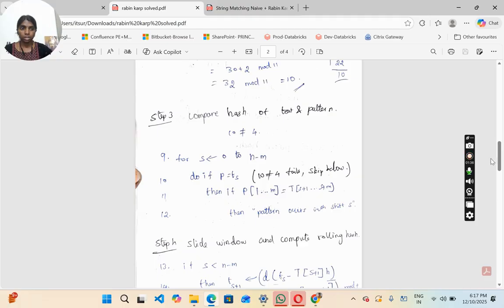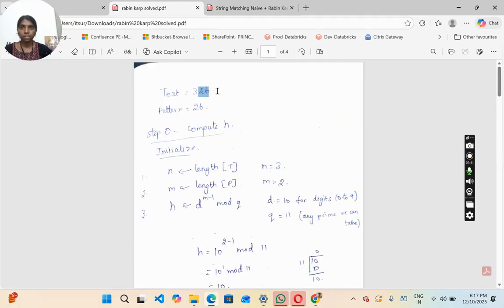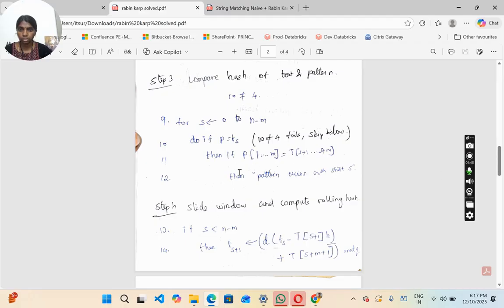Next, now we did 32. Now again we are going to do with 26. When it comes to 26, it will be matching. That time we will be telling this pattern found valid in the shift 1.